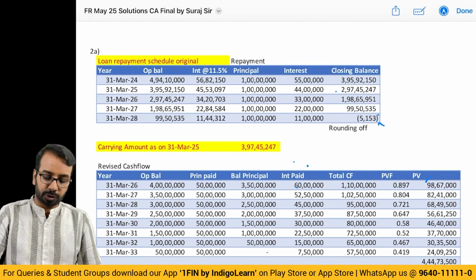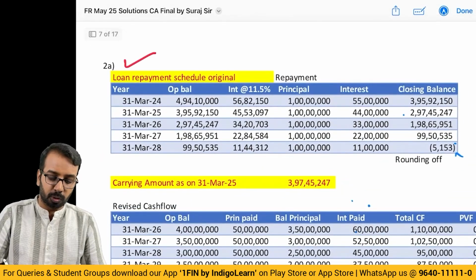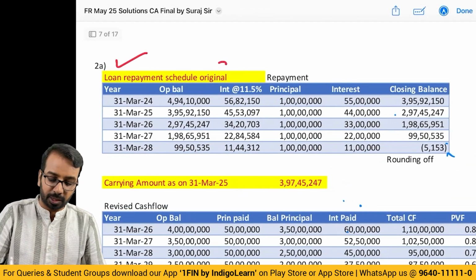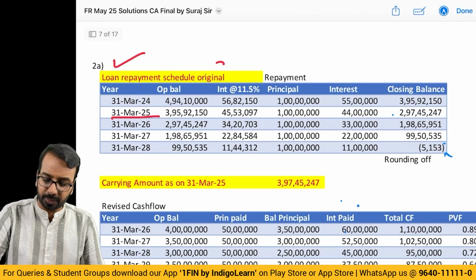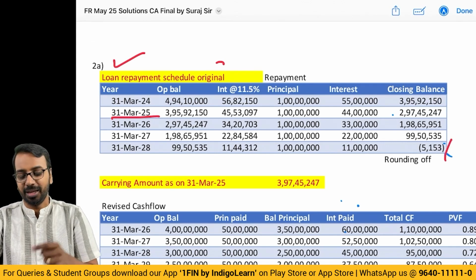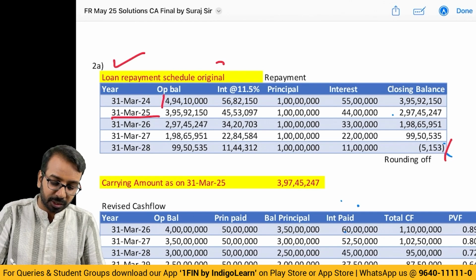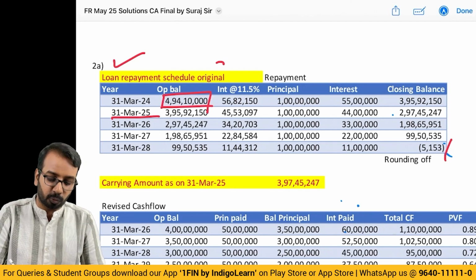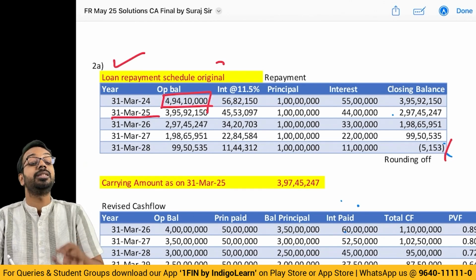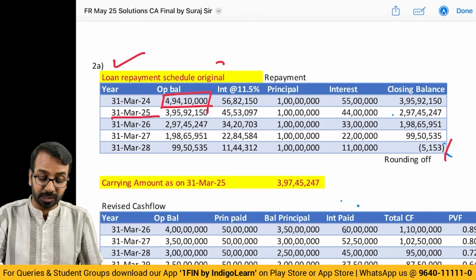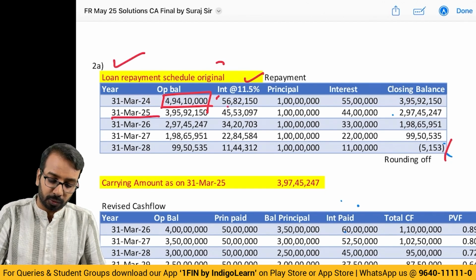Now coming to the solution, the first part is the original loan. Right, for this you have to prepare the schedule. You can prepare only up to 31st March also, but I prepared till this date. One is because I have Excel. Second is just to check whether there is any discrepancy. Right, original recognition of the financial liability will be at 4 crore 94 lakh 10,000, which is the upfront loan minus the processing fees. Interest at 11.5% on the opening balance.